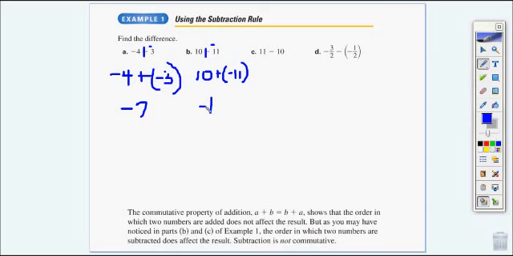The next one, I have 11 minus 10. Now you've been doing this since you were little. 11 minus 10 is 1. Let's prove it with our new rule. We're going to add the opposite. I'm going to add the opposite, rewriting that so you can see it. 11 plus a -10. Different signs, find the difference. Difference between 11 and 10 is 1. 11 is the larger, so I keep its sign, which is a positive.